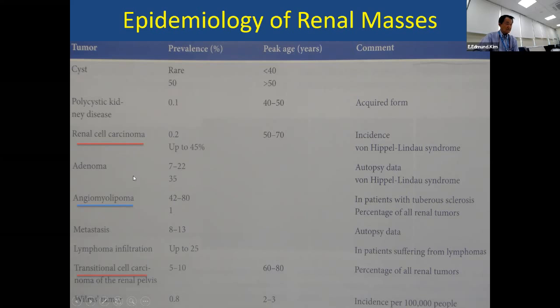So other things are rare: adenoma, metastasis, lymphoma infiltration. Polycystic kidney is easy, it's multiple things, only hypertension sometimes, but we have many concerns about renal cell cancer. Angiomyolipoma is benign, and transitional cell carcinoma mostly affects the urinary tract. But this one affects the renal parenchymal tissue. This one doesn't make hydronephrosis. But this one makes hydronephrosis because it blocks the urinary tract. This one doesn't block the urinary tract.